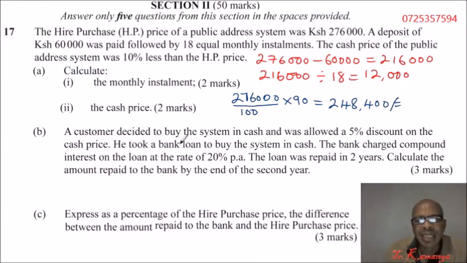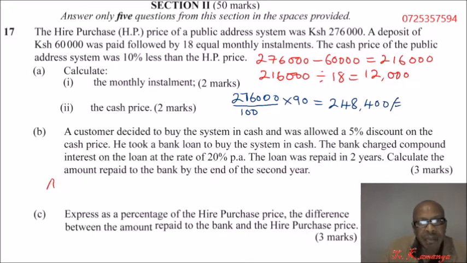A customer decided to buy the system in cash and was allowed a 5% discount on the cash price. He took a bank loan to buy the system in cash. The bank charged compound interest on the loan at the rate of 20% per annum. The loan was repaid in 2 years. Calculate the amount repaid to the bank by the end of the second year. Since it is compound interest, let's use this: the amount is equal to the principal.